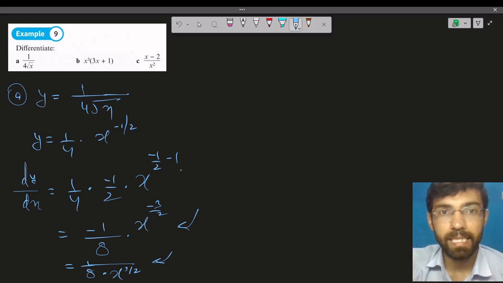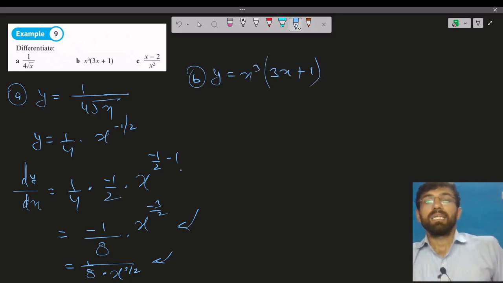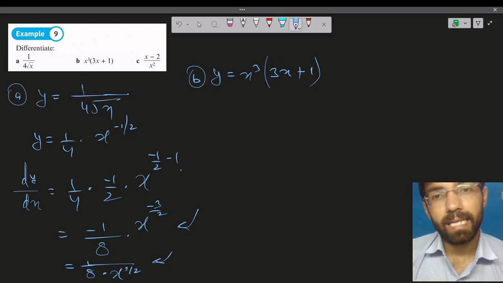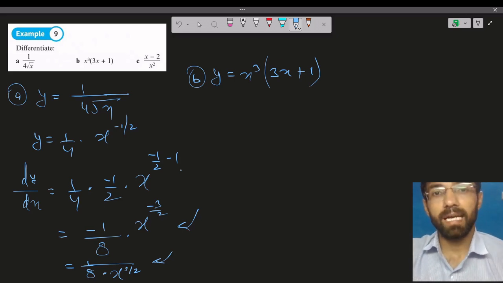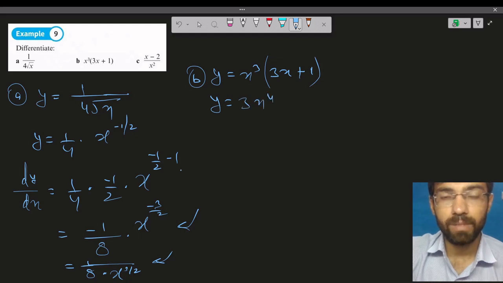Okay, what about part B? Part B is y equals x cube times 3x plus 1. So let us open the bracket and expand it first. Let us simplify our function. So y equals x cube, which gets multiplied by both the terms. So x cube into 3x will be 3x raised to 4. And then again x cube will multiply by 1, so it will be x cube only.